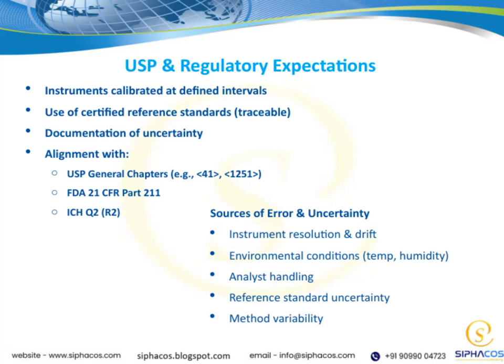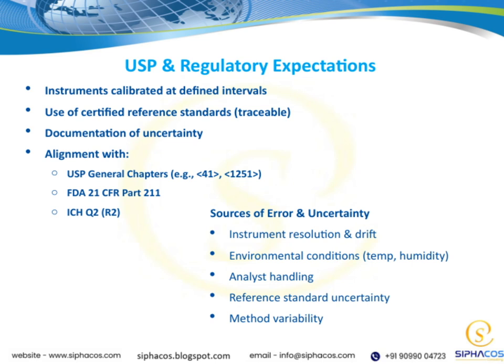Now, let's discuss some common sources of error and uncertainty that we need to be aware of in our measurements. First, instrument resolution and drift can significantly affect our results. Instruments have limits to how precisely they can measure, and over time, they may drift from their calibration, introducing errors. Environmental conditions also play a crucial role. Variations in temperature and humidity can impact the performance of our instruments and the stability of samples, so controlling or at least monitoring these factors is essential.